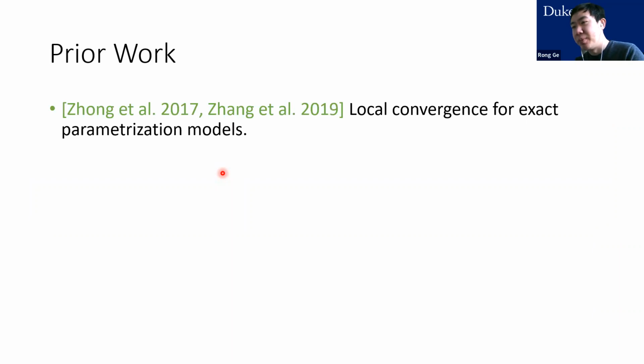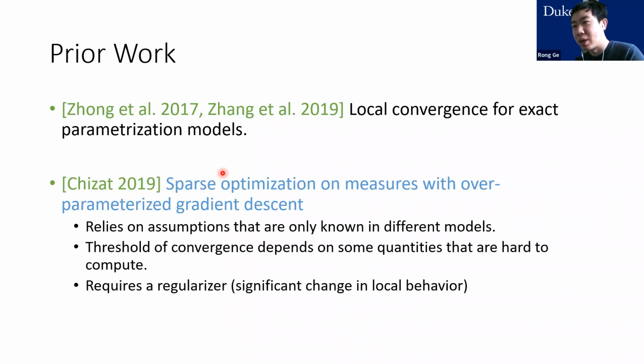So there is a lot of prior work in this direction. As I mentioned, there are analyses for local convergence for exact parameterization models, but perhaps most related to our work is this paper by Chizat, which relies on different assumptions. So they work for different models. It also requires a regularizer, which significantly changes local behavior. In particular, in their regime, it is possible to show a convergence rate of e to the -t, while in our regime, the convergence rate has to be the inverse polynomial.